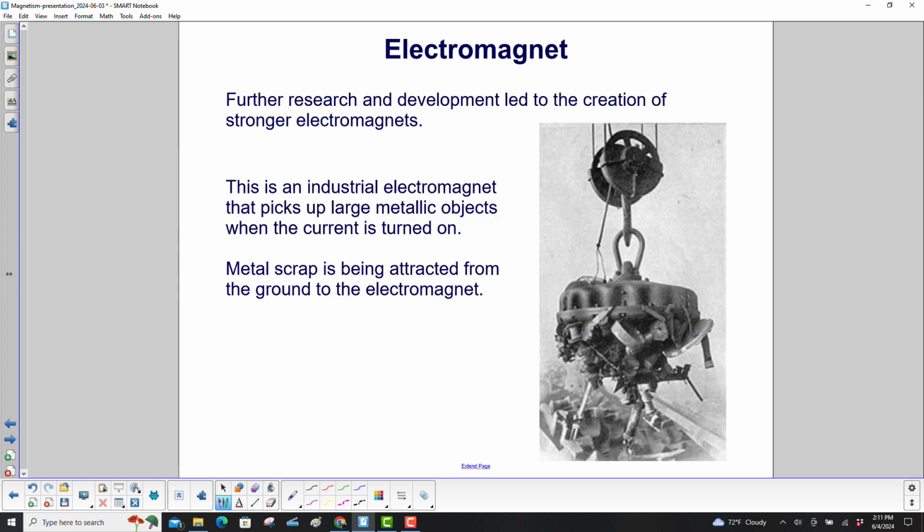Further research and development led to the creation of stronger electromagnets. This is an industrial electric magnet that picks up large metallic objects when the current is turned on. Metal scrap, so all this stuff down here, is being attracted from the ground to the electromagnet.